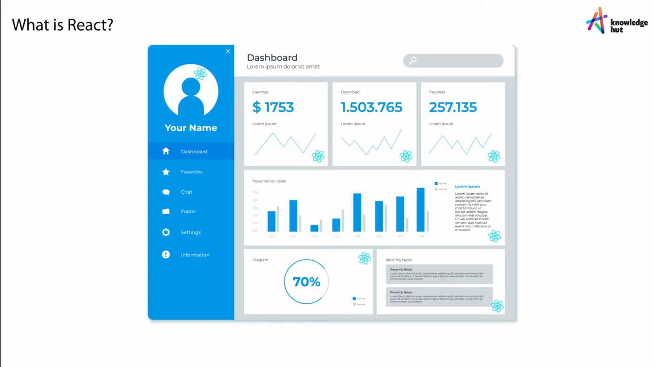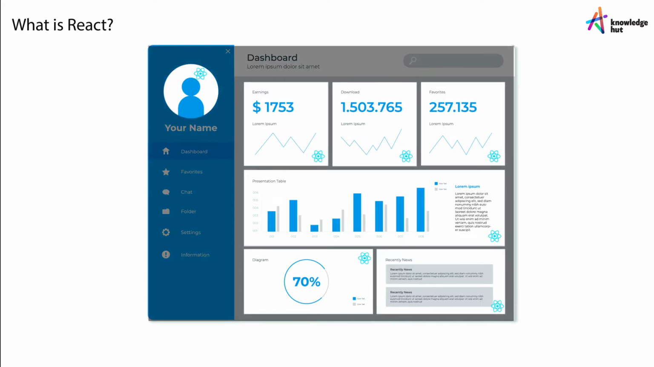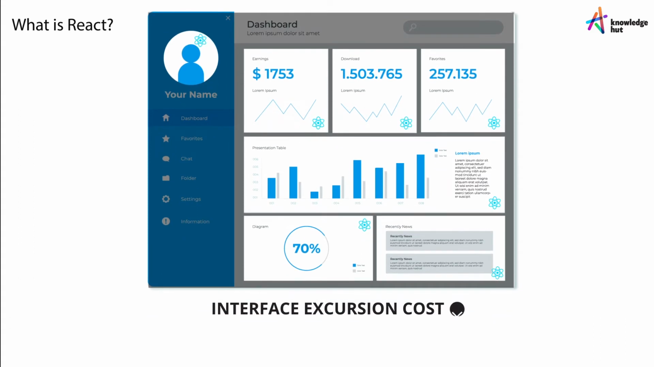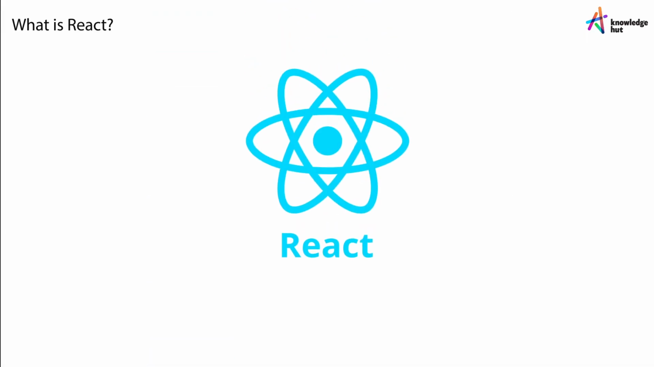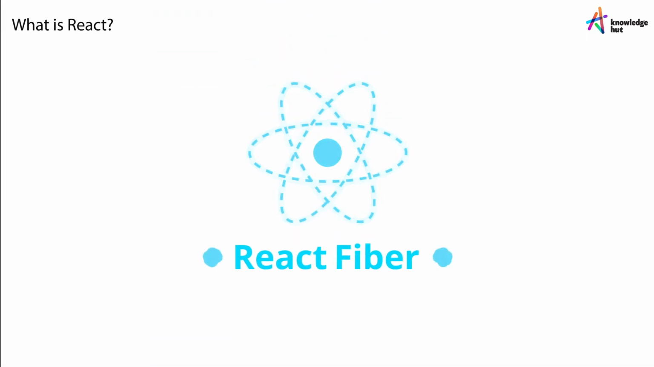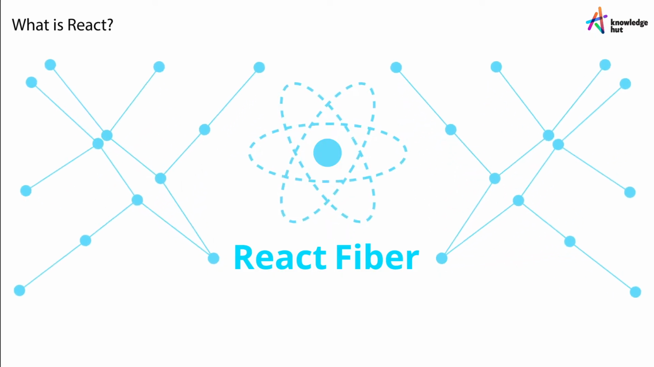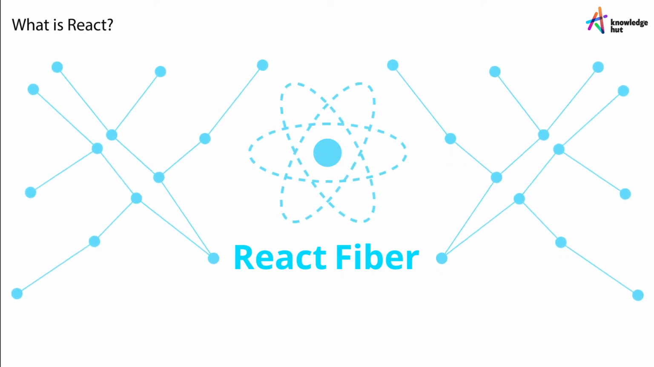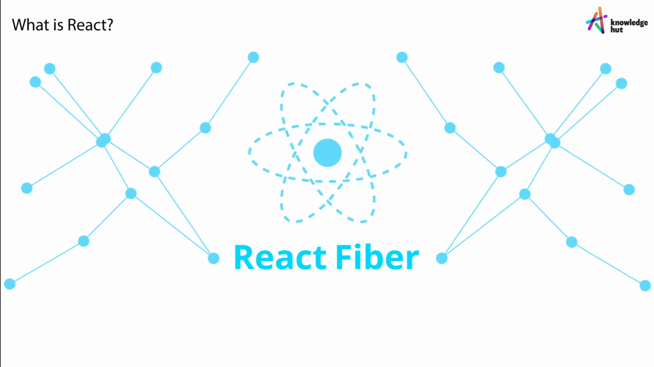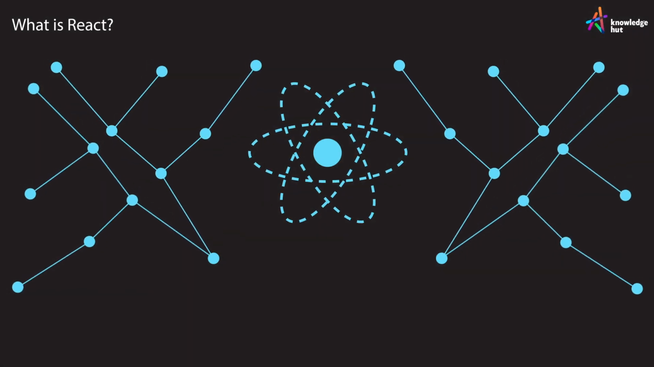This means that only highly optimized updates are applied to the real DOM, thereby minimizing the interface excursion cost and boosting performance. React's reconciliation algorithm is known as React Fiber, which generates a virtual tree of DOM nodes internally when the app starts. This is then rendered into the page.